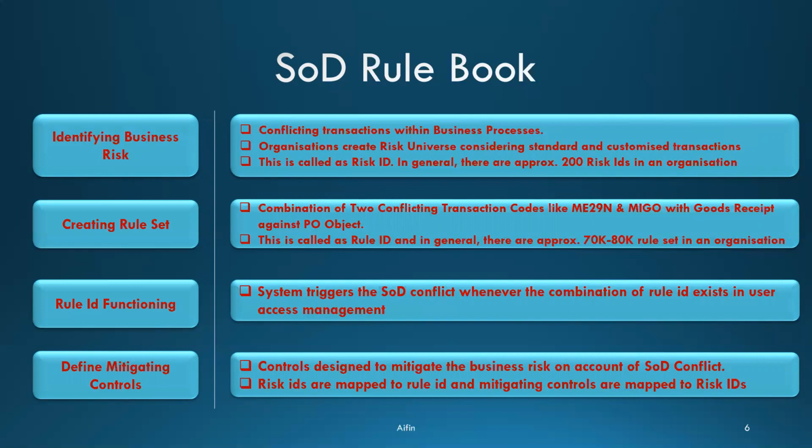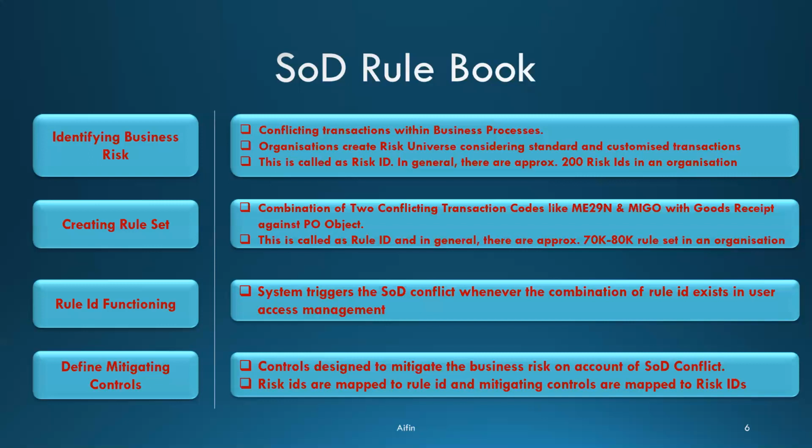When we say permutation combinations are coming up, these are the rule set which we define. Like in the example, ME29N is a transaction code to release the purchase order, and there is a transaction code to do the GRN, MIGO. When these two things are there in any user's access, then there is a SOD conflict.